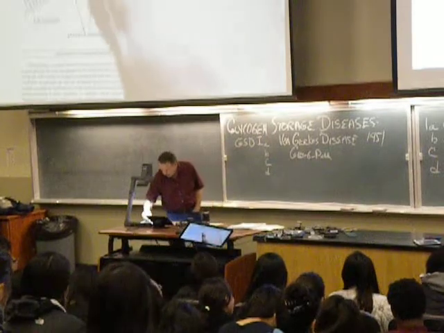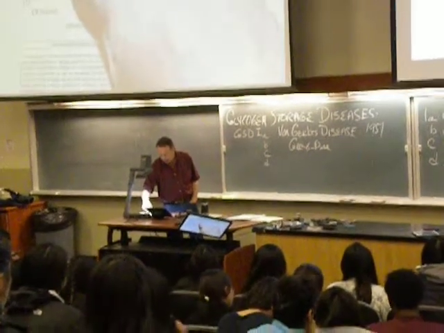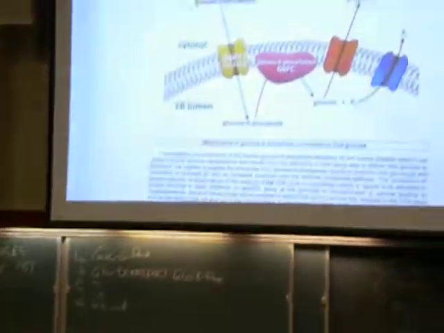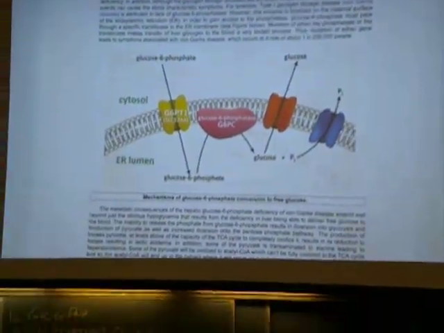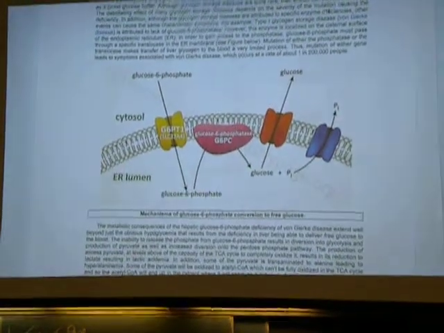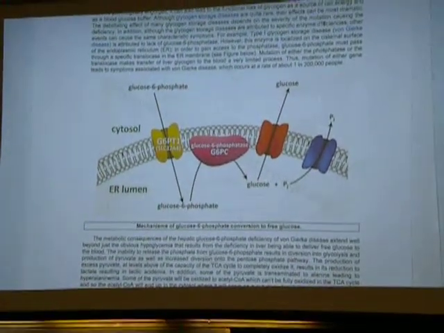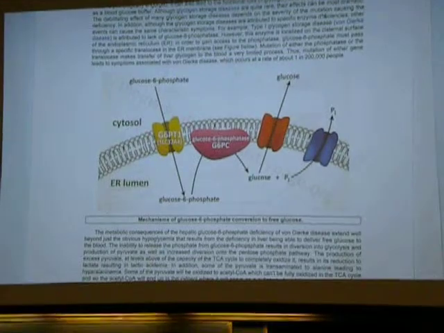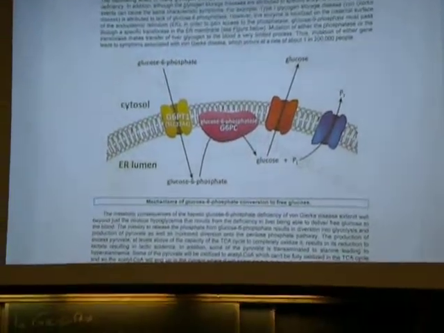If you can't break down your glucose 6-phosphate, one of the things that happens is the glycogen builds up in the liver. So these patients are going to present with an enlarged liver because it's going to be difficult for them ultimately to get the glycogen broken down.